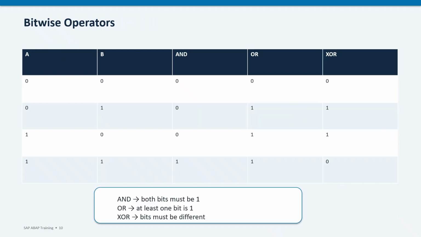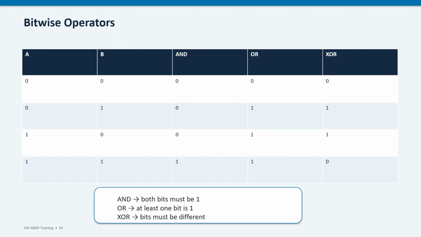Next we'll discuss bitwise operators. Bitwise operators work at the binary bit level. The main operations are AND, OR and XOR. We have been learning about these since childhood, the AND and OR conditions and operators, and how they work.